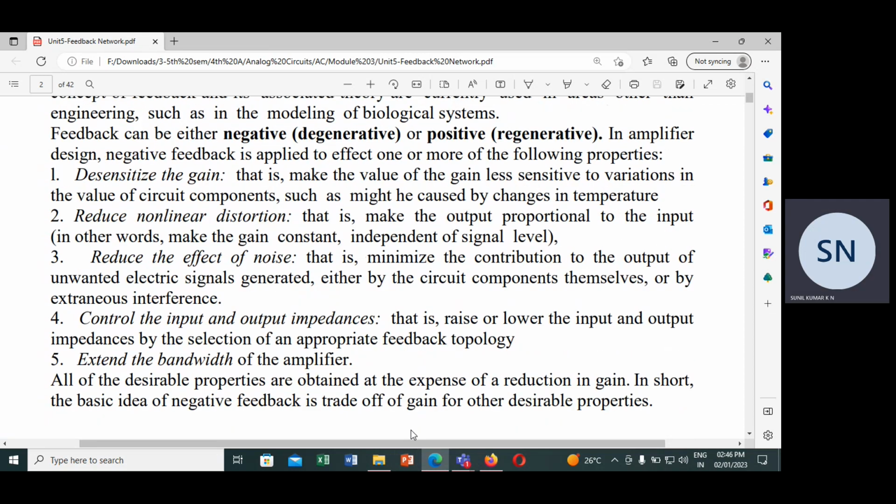And the fourth important parameter of negative feedback is that it controls the input and output impedance. Suppose we want the input impedance to be very much higher and the output impedance to be lesser. How should the feedback network be connected? Based upon the feedback network connection, we can control the input impedance or output impedance. So we have to think. I will show.